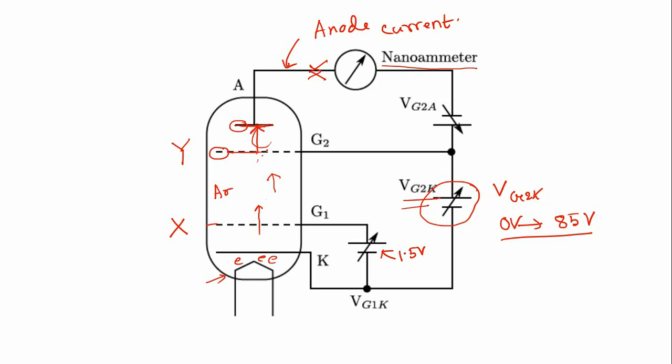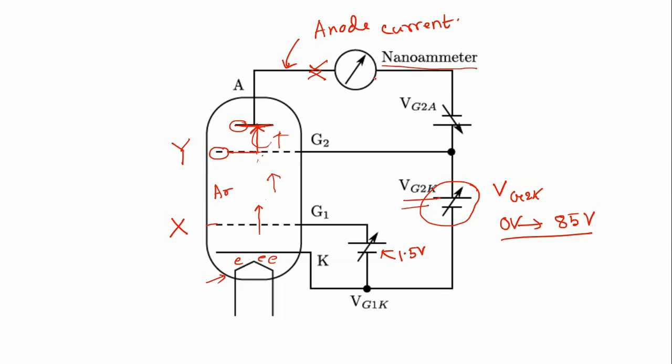This is the potential because of which the electrons accelerate towards the anode. But the interesting thing is that the anode is kept at a slightly negative potential with respect to G2. Since it is kept at a slightly negative potential, only the electrons which have sufficient energy can cross this barrier, otherwise there would be no current.